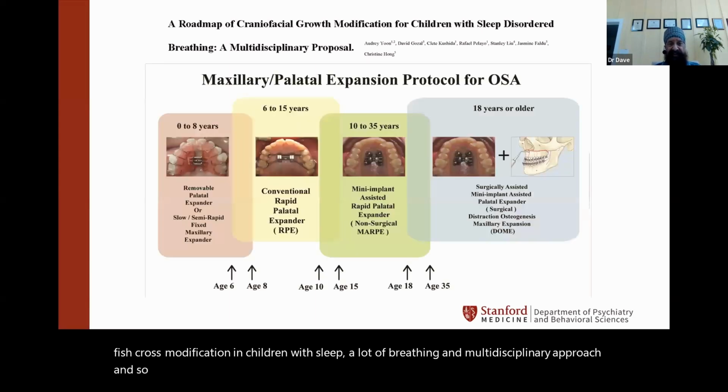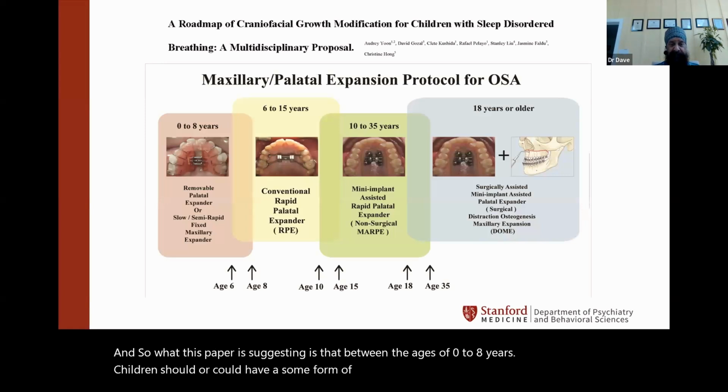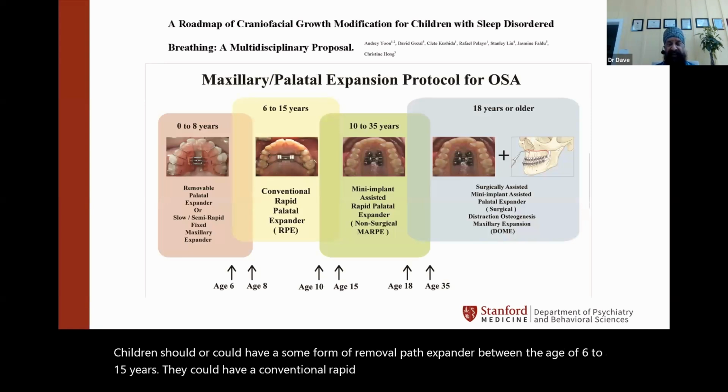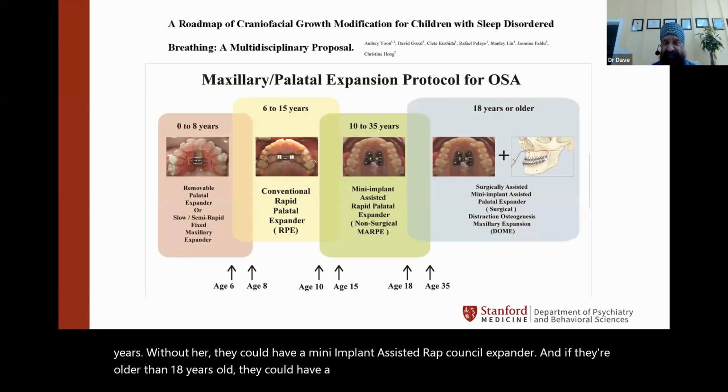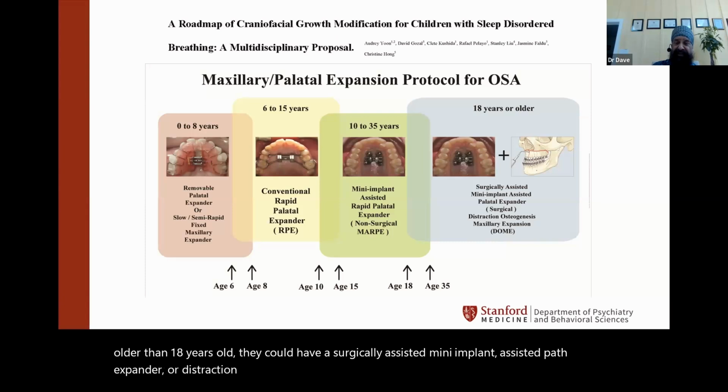So here's another one that came out, a roadmap of craniofacial growth modification in children with sleep-disordered breathing, a multidisciplinary approach. And so what this paper is suggesting is that between the ages of 0 to 8 years, children should or could have some form of removable palatal expander. Between the age of 6 to 15 years, they could have a conventional rapid palatal expander. And between the age of 10 to 35 years adulthood, they could have a mini implant assisted rapid palatal expander. And if they're older than 18 years old, they could have a surgically assisted mini implant assisted palatal expander or distraction osteogenesis maxillary expansion.